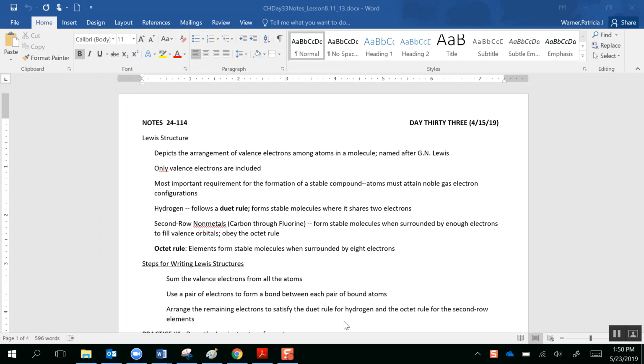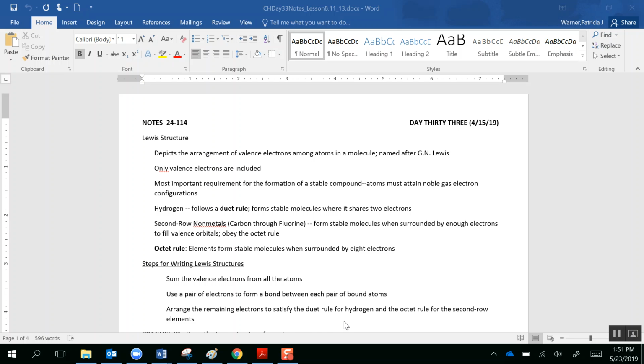So anyway, before we start Lewis structures, some things you need to know. You only include valence electrons when you're doing a Lewis structure. There are a couple of different things in terms of how many electrons particular elements want to have. Hydrogen follows what we call a duet rule, where it's most stable when it shares 2 electrons or has 2 electrons. Your second row nonmetals obey something called the octet rule. Now, there are exceptions to the octet rule. The octet rule means it's most stable when it's surrounded by 8 electrons, whether they're bonded or non-bonding electrons. But we'll get to those exceptions later as we go through.